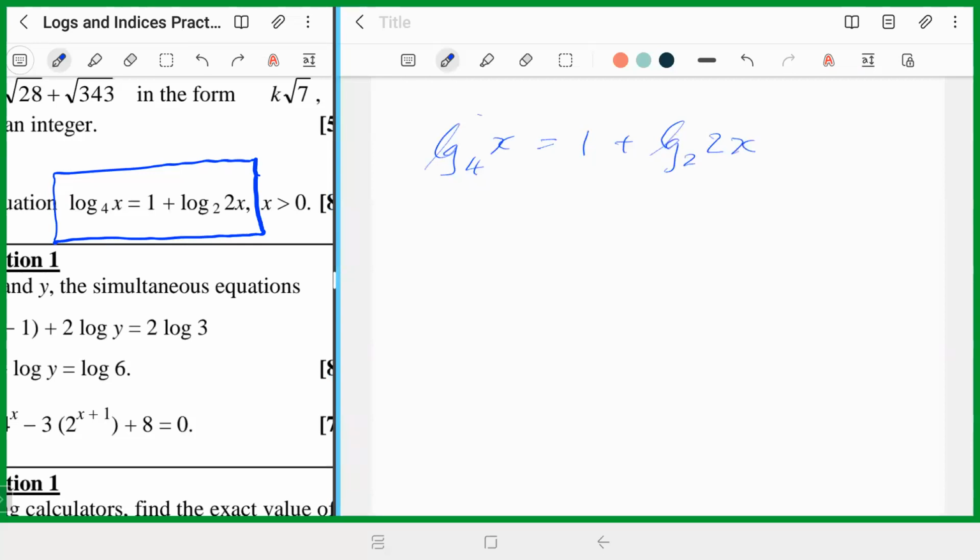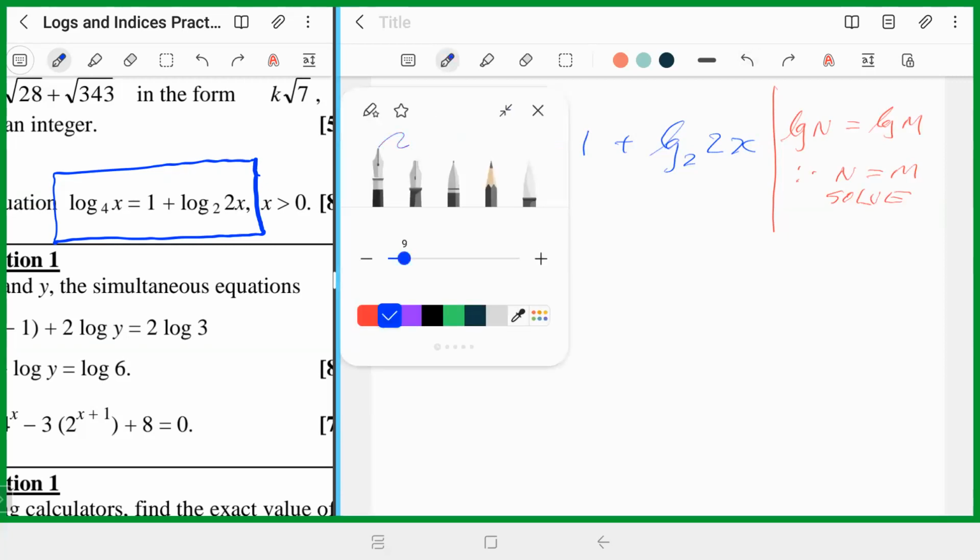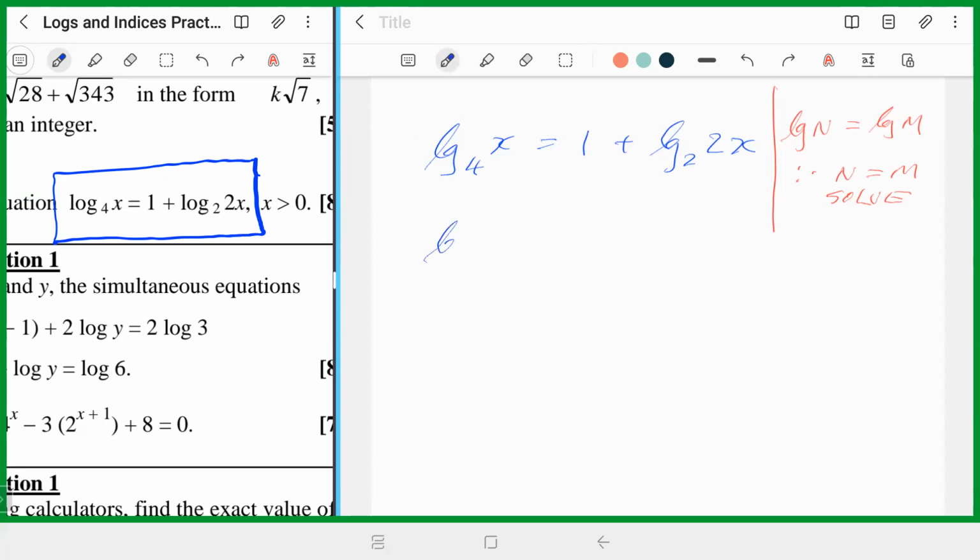Now because this one has logs on both sides, I might decide to go for the option where we're trying to reduce it to log of one number equals log of another number, which therefore means that n would equal m, and then we would solve this. That is the approach. All right. So I'm going to change the base of that, so it's got base 2. So it's going to become equal to the log of x over the log of 4, and then change the base to 2. 2 and 2. That's what this becomes. We change the base to 2.